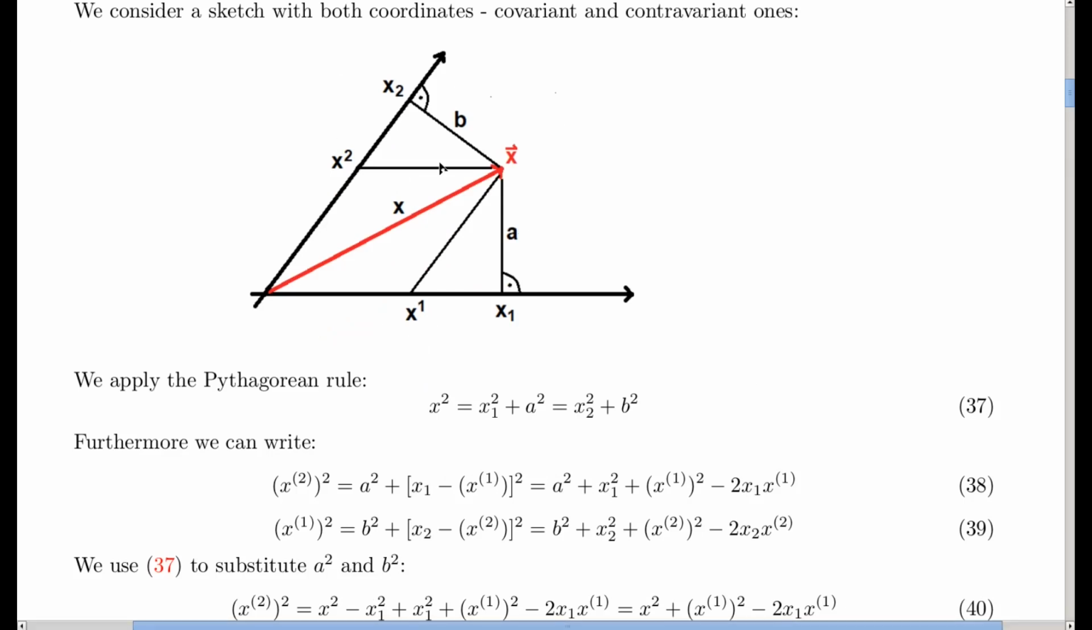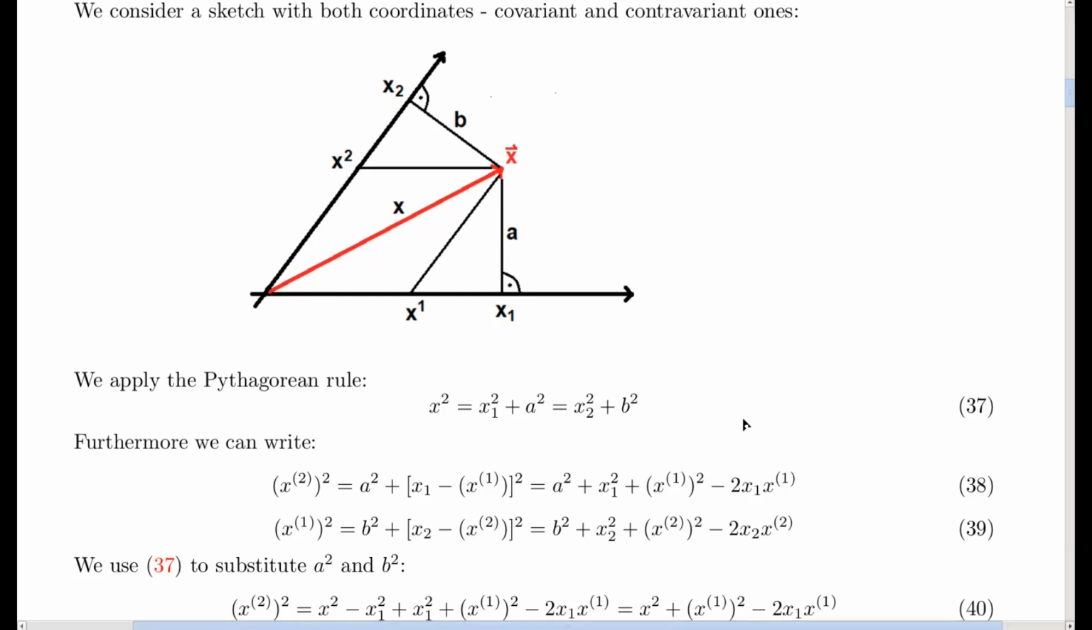So we can write x squared is equal to x1 covariant squared, one leg, plus the other leg a squared here. And we can write that for the other coordinate, x2 covariant squared plus b squared. That's also x squared, the hypotenuse. And now we can use another right triangle here. This diagonal here is only the x2 coordinate, the contravariant x2 coordinate.